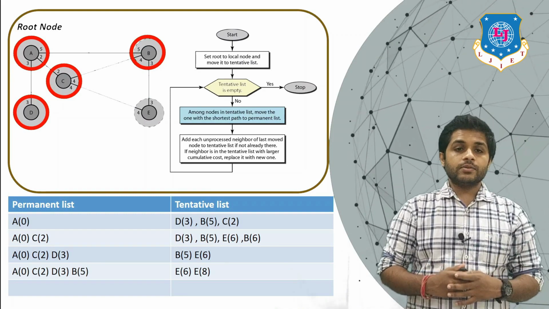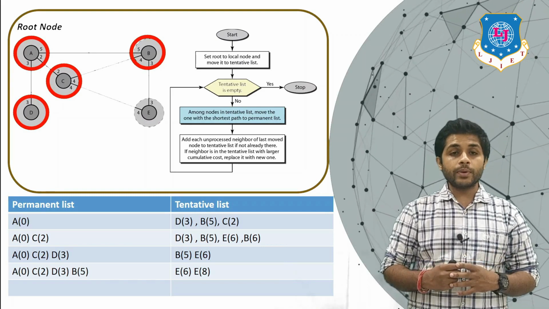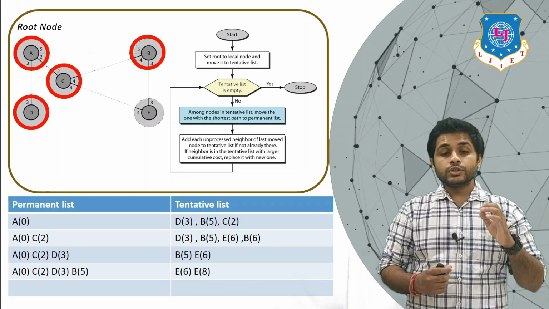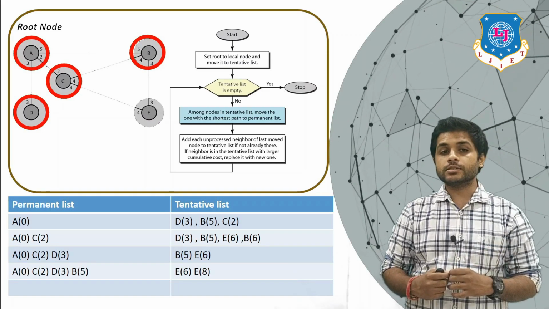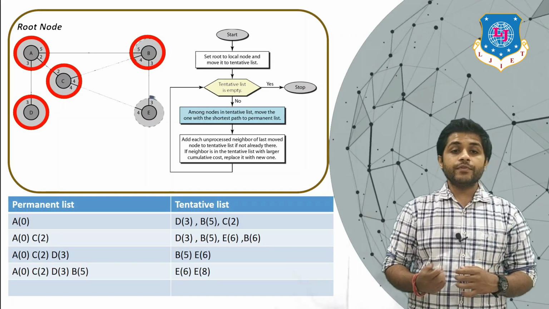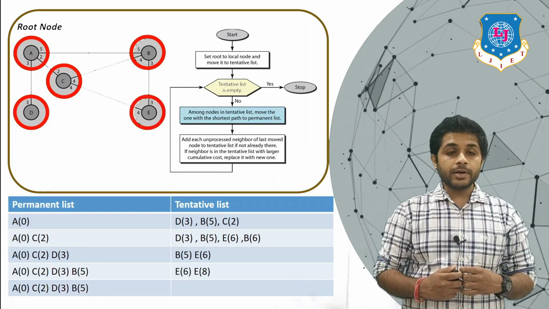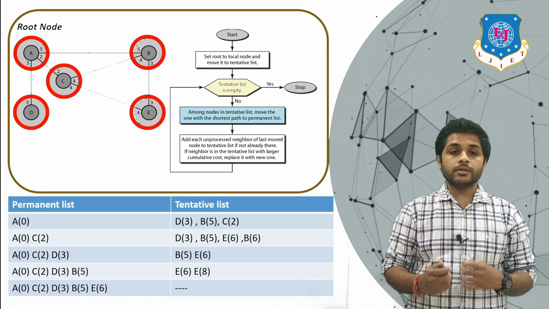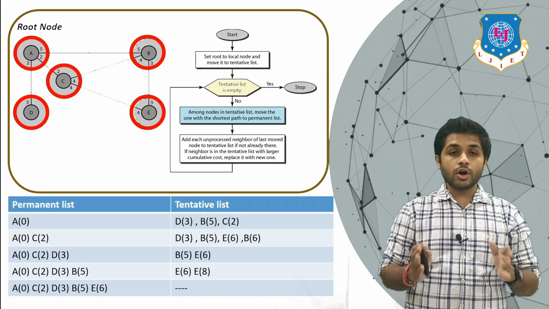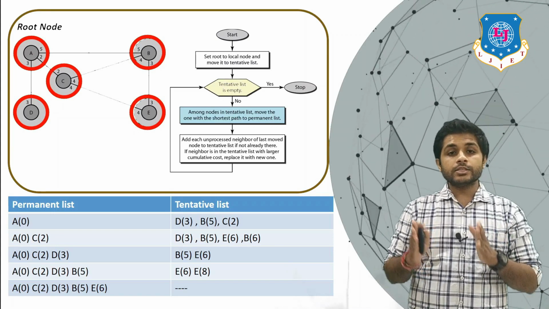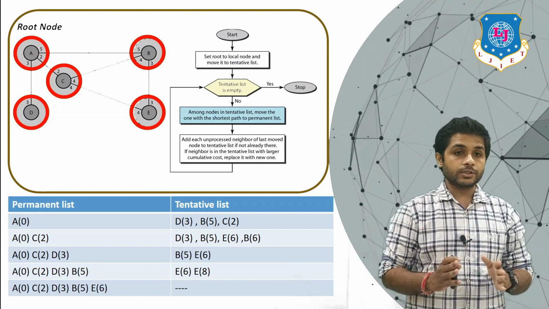After that, we have two values for E. You know that whenever we find two values for the same node, we will consider the shortest distance. So after that, we will move E6 from the tentative list to the permanent list, and as you can see, the task is complete. We have to stop when there are no entries left to move from the tentative list to the permanent list.